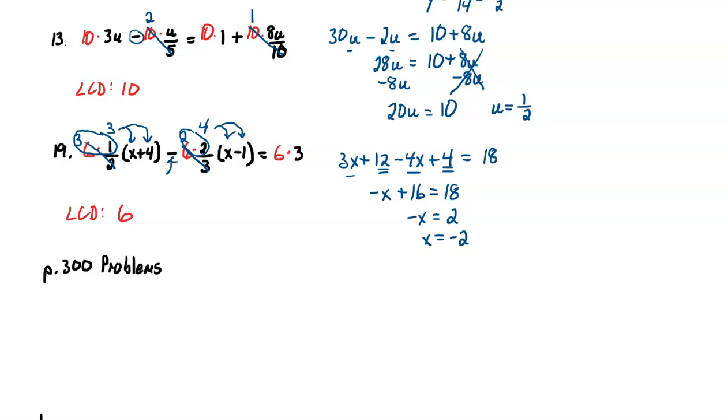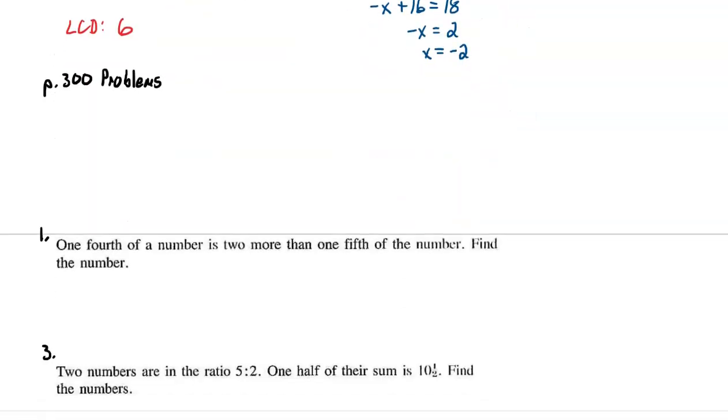Now there's 2 word problems to do on page 300. Here is number 1. 1/4 of a number is 2 more than 1/5 of the number. Find the number. This problem discusses some unknown number. Let's choose the letter x to represent that.